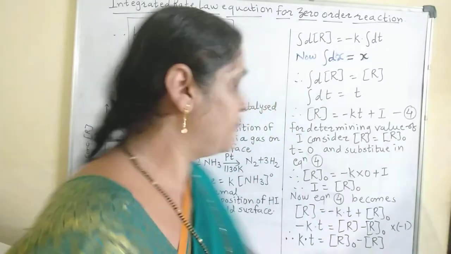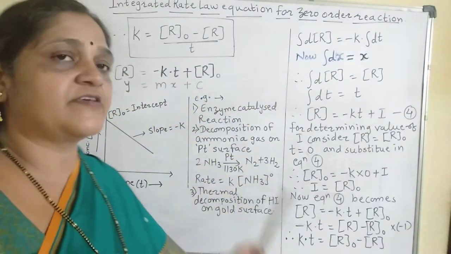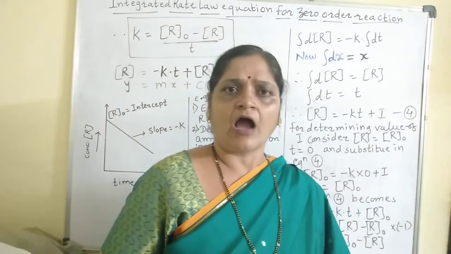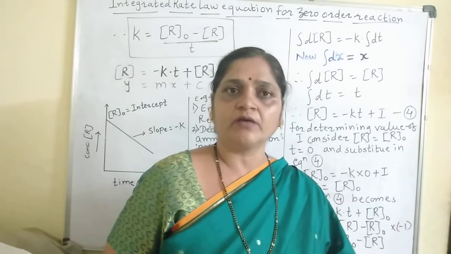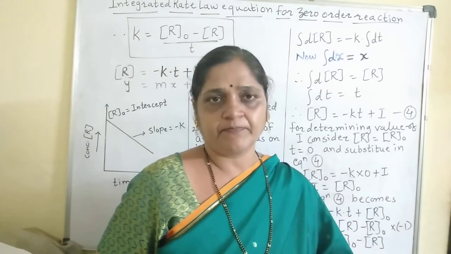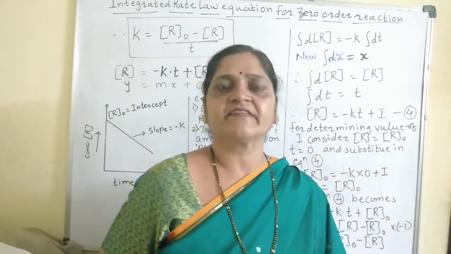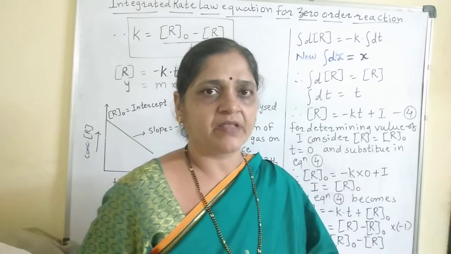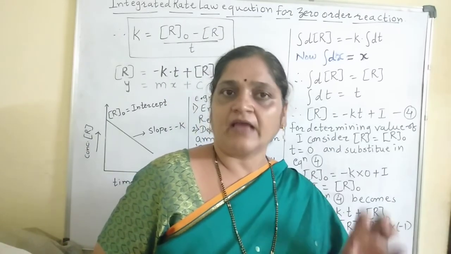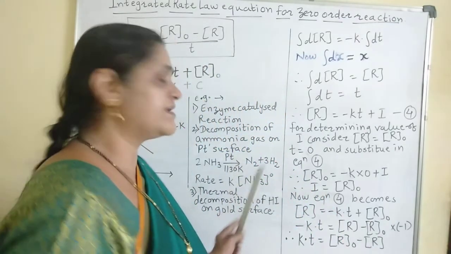And therefore we express it as rate is equal to k into NH3 raised to 0. However many more ammonia molecules are present there, however huge a concentration of ammonia you have taken, that will not decide the rate. And therefore we say that the rate is independent of the concentration of ammonia molecules, right? So rate is independent of the concentration of ammonia gas, and that is why this is a zero order reaction.